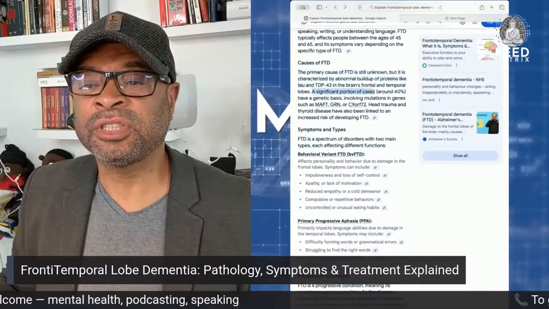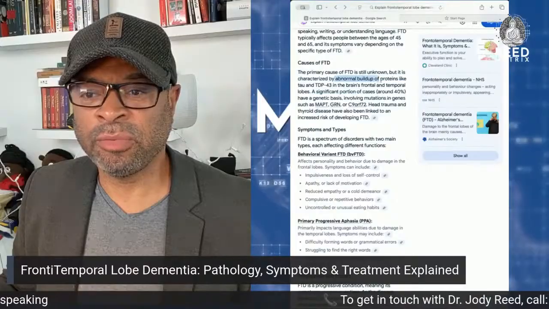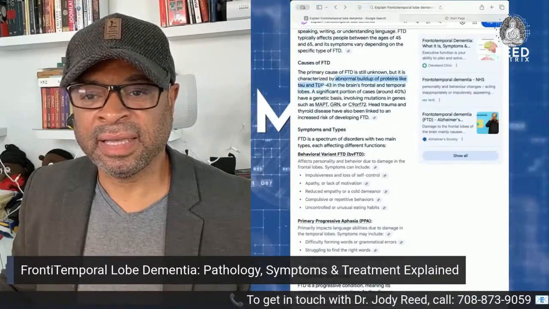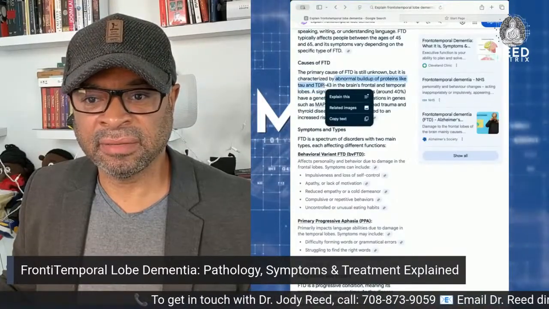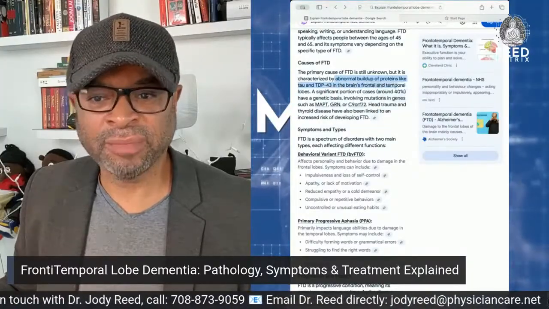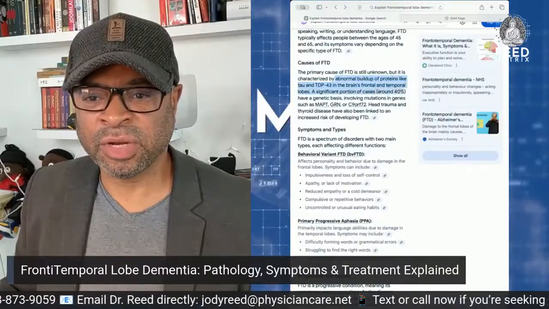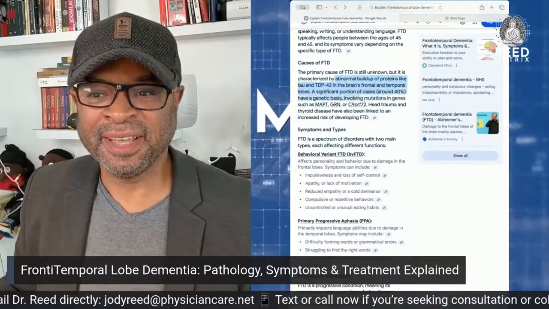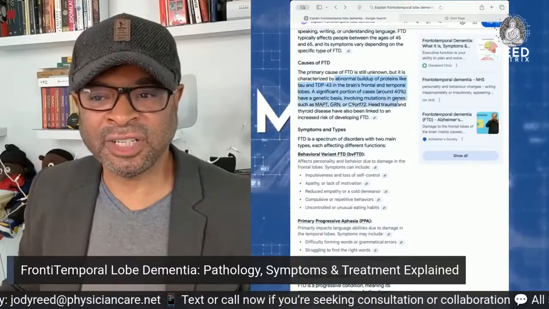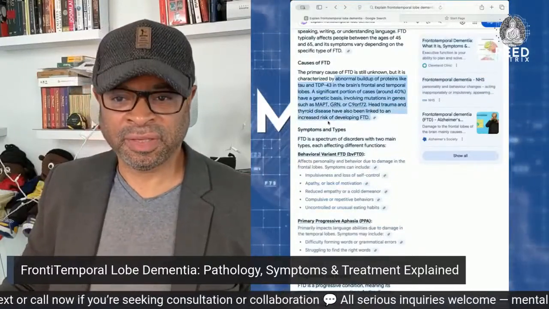A significant portion of cases are characterized by abnormal buildup of proteins like tau and TDP-43 in the brain's frontal and temporal lobes, right? A significant portion of cases, 40%, have a genetic basis involving mutations in these genes. Head trauma and thyroid disease are also linked to the disease.